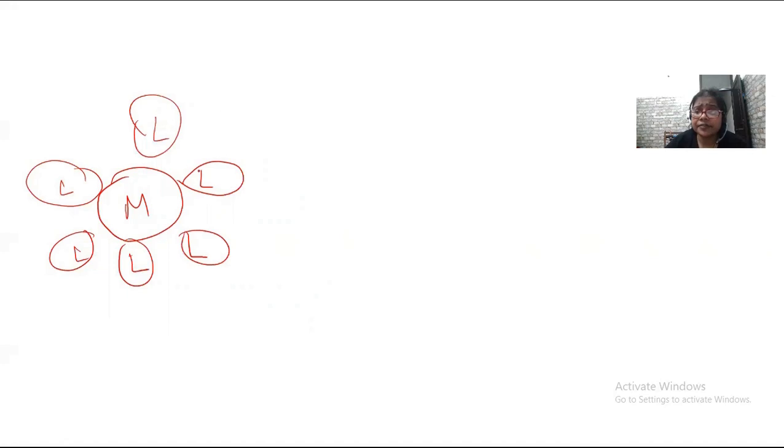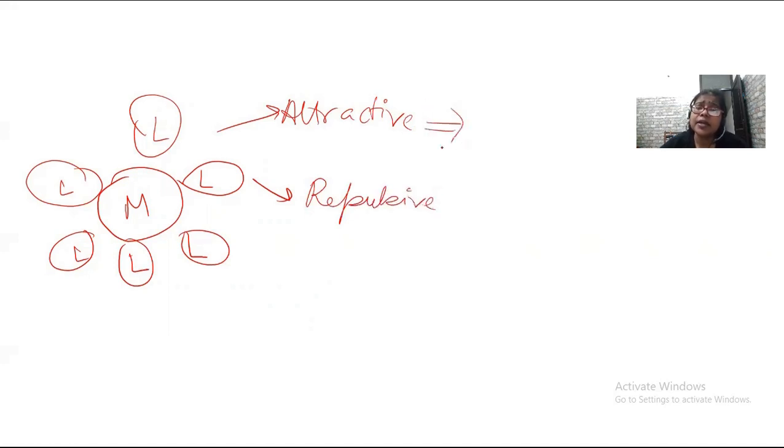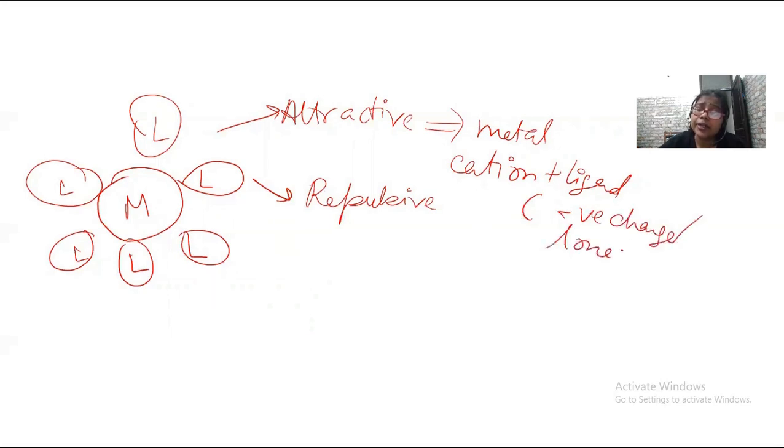But in this configuration, there are two types of forces that come into play. One is an attractive force and another is a repulsive force. What is this attractive force that is coming? See, there is attraction between the metal cation and the ligand, which contains either negative charge or a lone pair, right? We know that anything that is positively charged will obviously attract electrons or something that is negatively charged. So this attractive force is coming into play here.